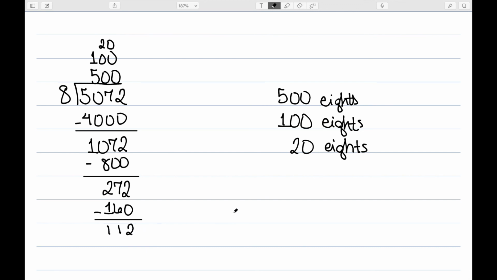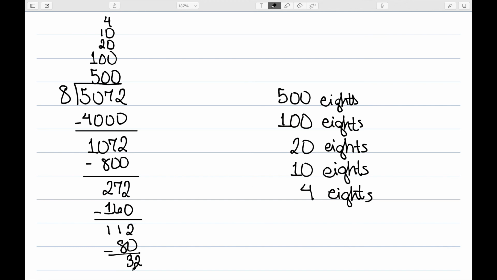We might see that we're not done with tens. There's still more tens. In fact, there are still another 10 eights. So I'm going to write 10 up here. 10 times 8 is 80. And when I subtract this out, I'm left with 32. Finally, 32 is 4 groups of 8. 4 times 8 is 32, and that would give us a remainder of 0. So if I look up here, I have a total of 634. So it does give us flexibility.